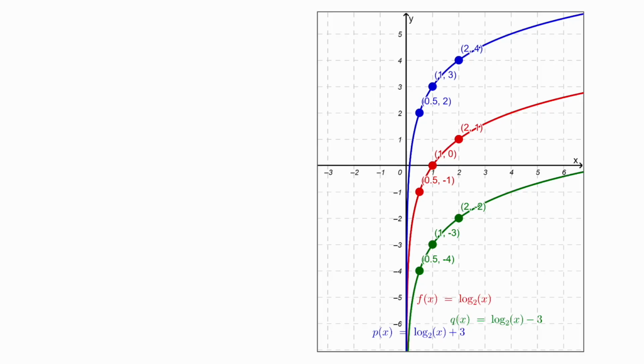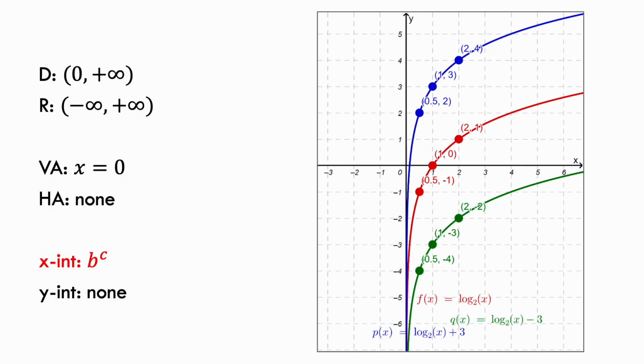So yung ating original function is yung red. Notice na pag nagdagdag tayo ng 3 sa function, eto na yung blue, umakyat siya. At pag nagbawas tayo ng 3 sa mismong function, eto na yung green, nasa baba na siya. The domain of our function is 0 to positive infinity, while the range is the set of real numbers. Ang vertical asymptote natin is x equals 0 at wala tayong horizontal asymptote. Ang x-intercept natin is at b raised to c at ang y-intercept natin ay wala.